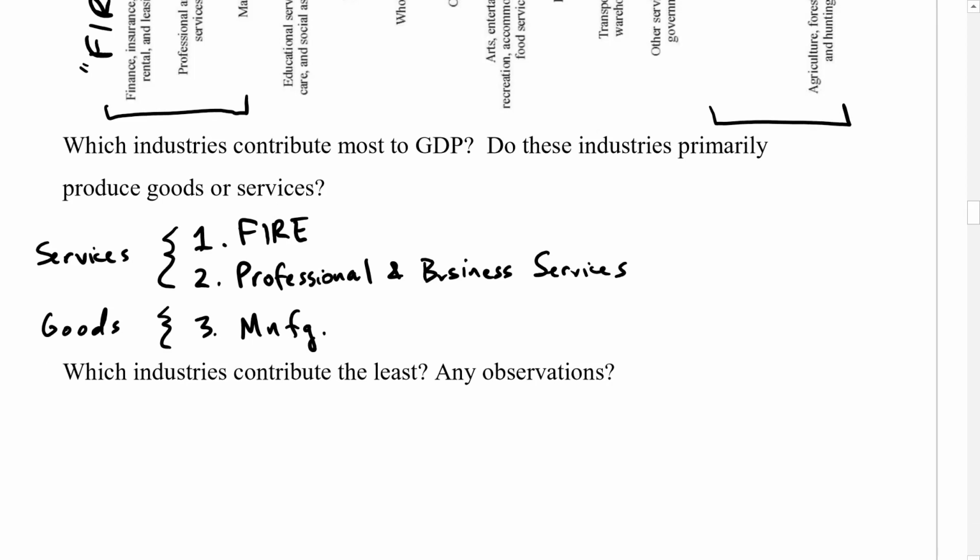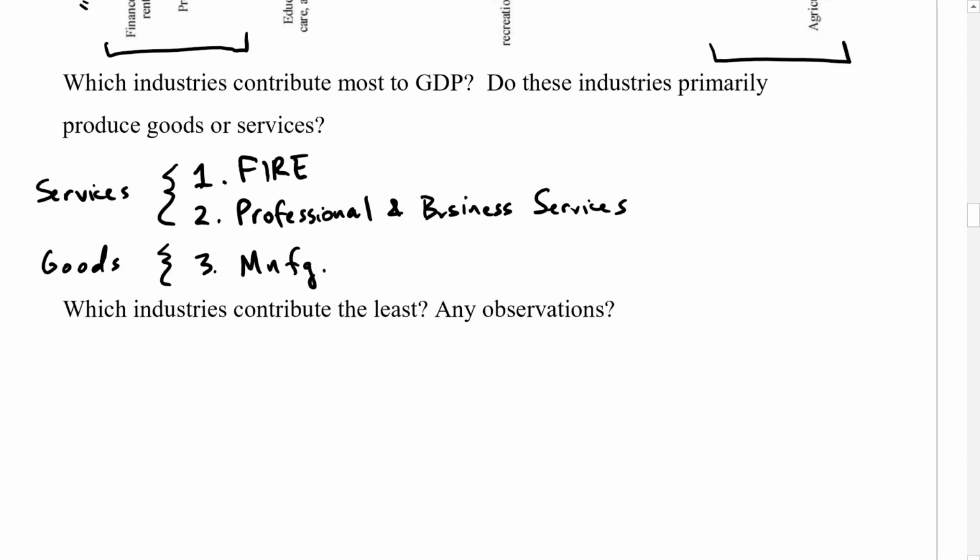Take an engineer as an example. Any type of engineering would be considered a service-based industry. And then the industries which contribute the least are mining, utilities, and agriculture.